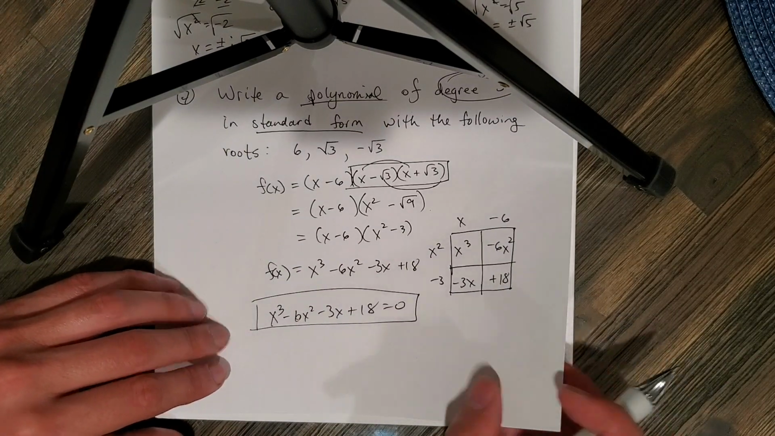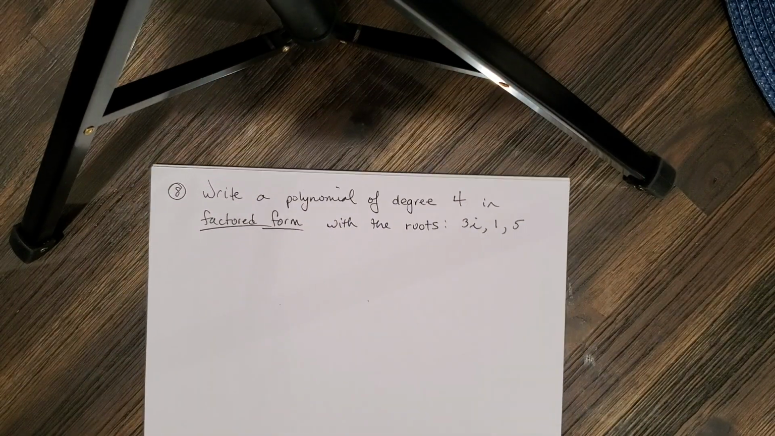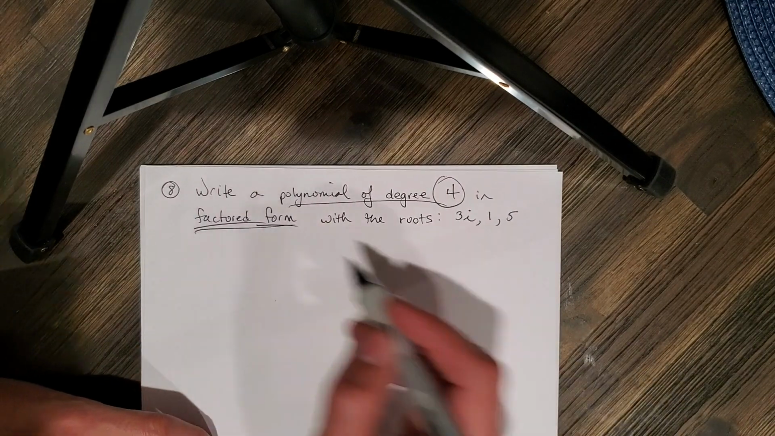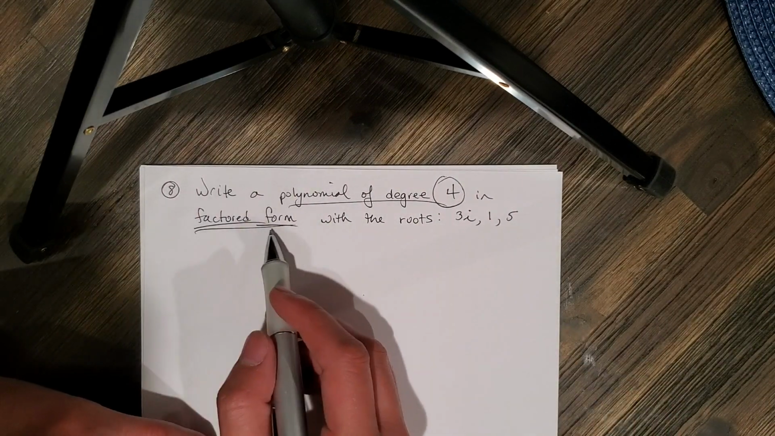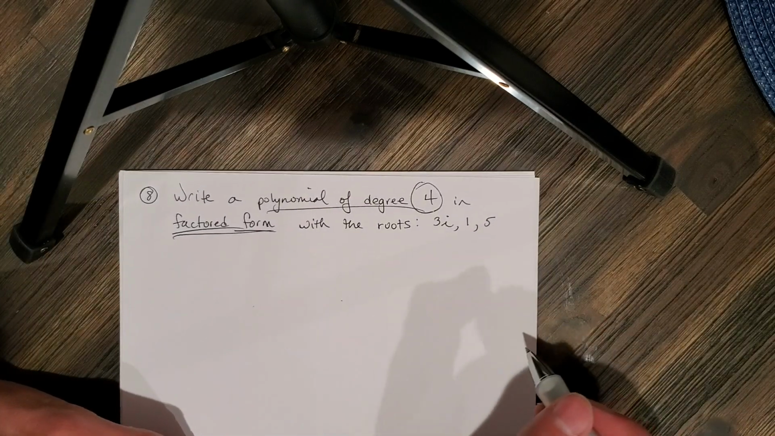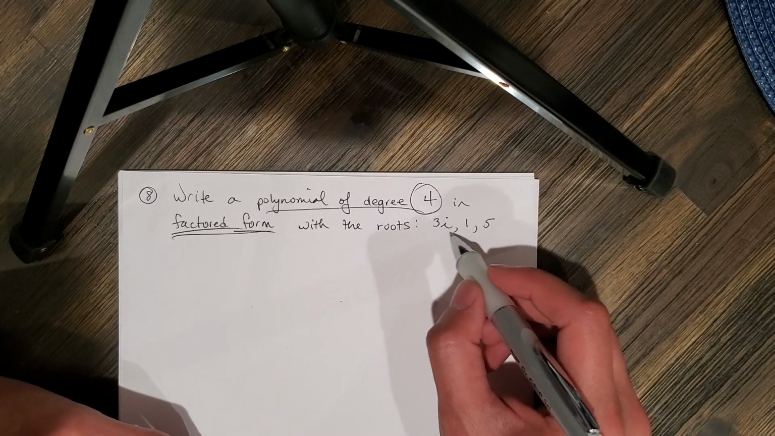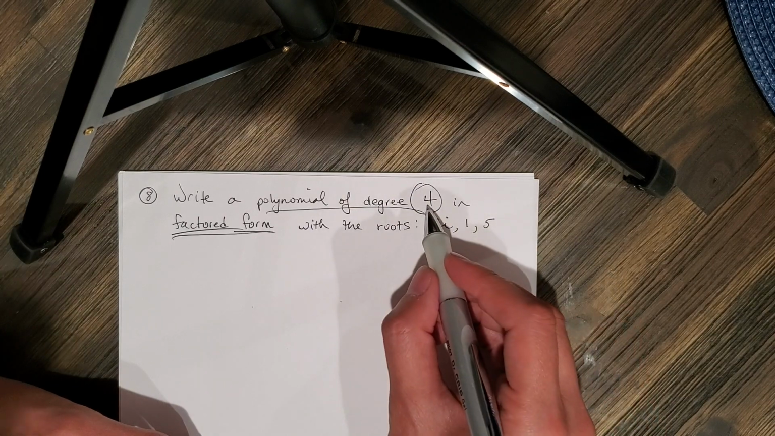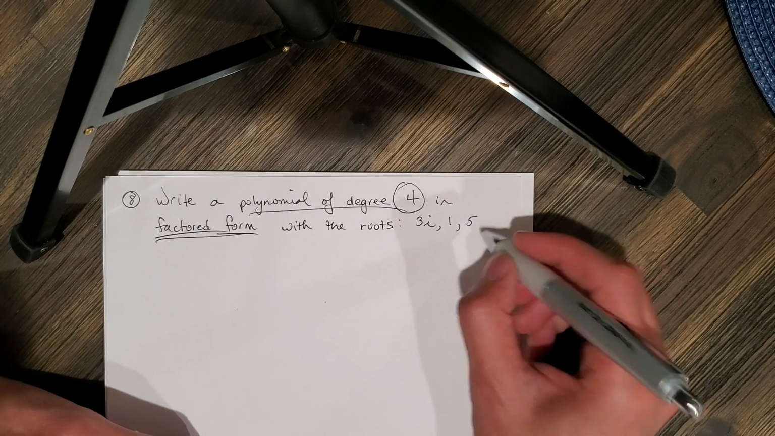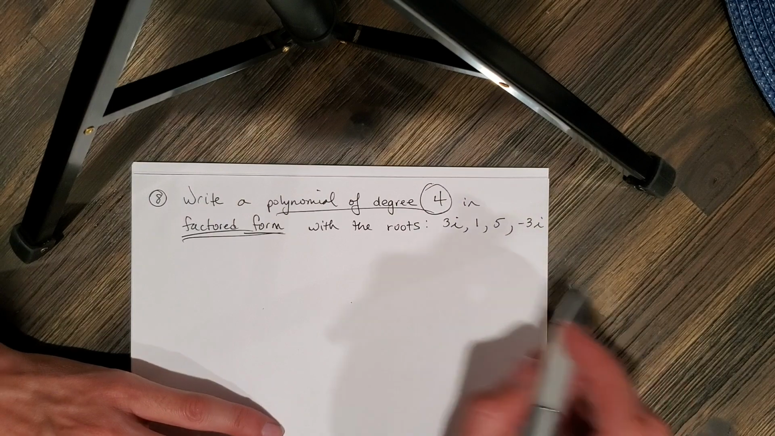Now the last one, we save the easiest for last, and it's this one here. Write a polynomial of degree 4, so to the 4th power, in factored form. That's what makes this one easy, because it's just going to be written in factored form. No multiplying out necessary. But again, it's with the following roots, and they leave one out on purpose. It's 3i, 1, and 5. So which one's missing if we need 4 roots? Well, the imaginary is missing. We need to put a negative 3i.